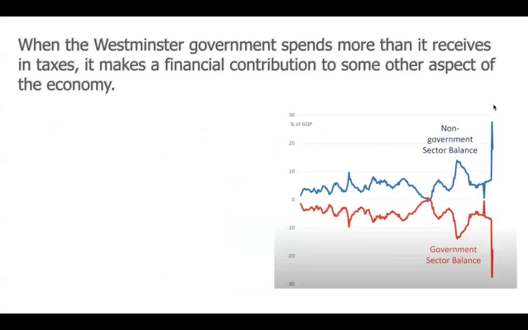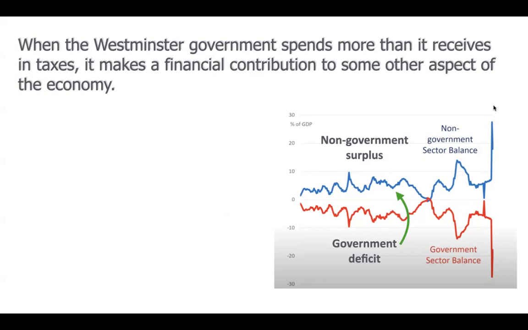Here we come to another crucial point. When the Westminster government spends more than it receives in taxes, it makes a financial contribution to some other aspect of the economy. Now, the graph that I've shown is actually, I believe, taken from statistics in the United States, because I couldn't find a simple graph to show the same point for the UK. But what you see is that the red line is the government sector balance, and the blue line is the non-government sector balance, and notice how they mirror each other.